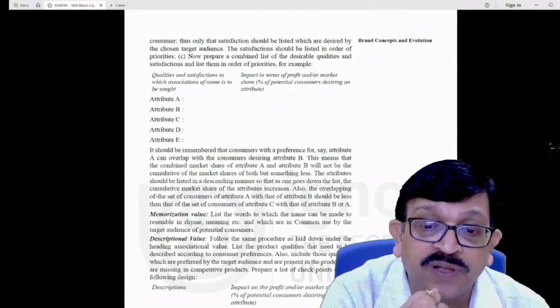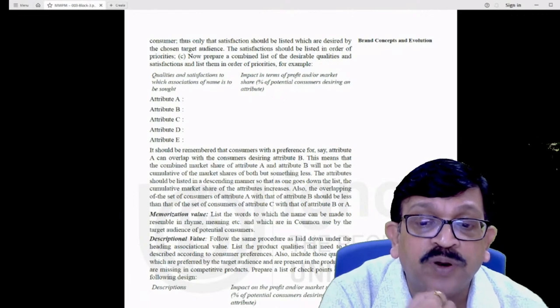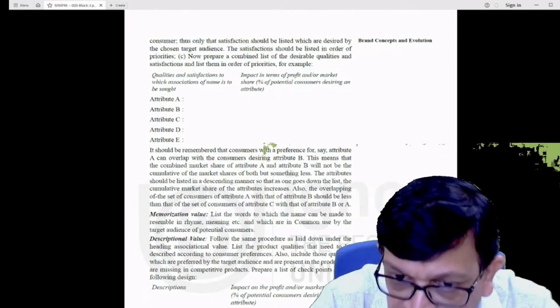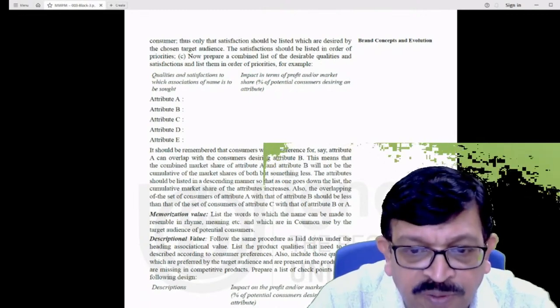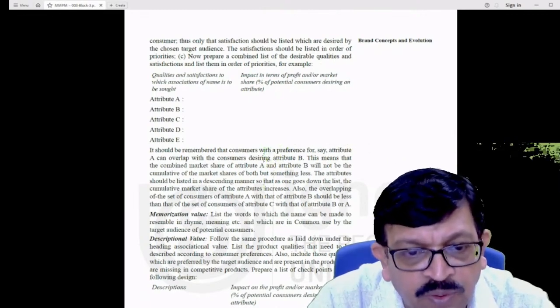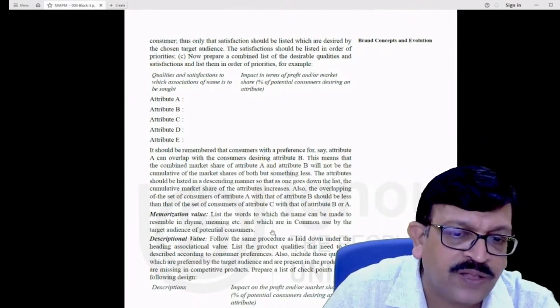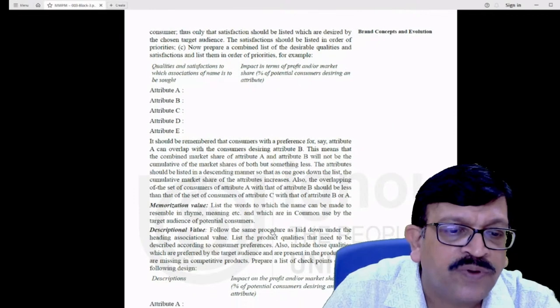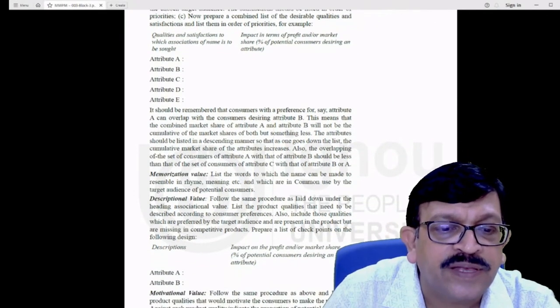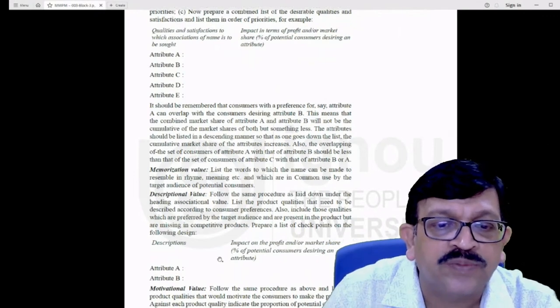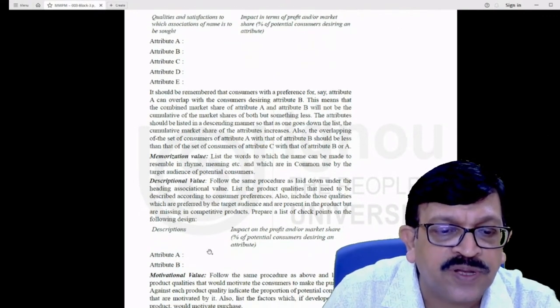Then comes the descriptional value. What kind of product qualities need to be described according to consumer preferences? You can draw inferences from the customer feedback and see how they would like to use these products. So we are talking about the descriptional value. Similarly, like the attribute, the descriptional value also talks about attribute A or B or C.